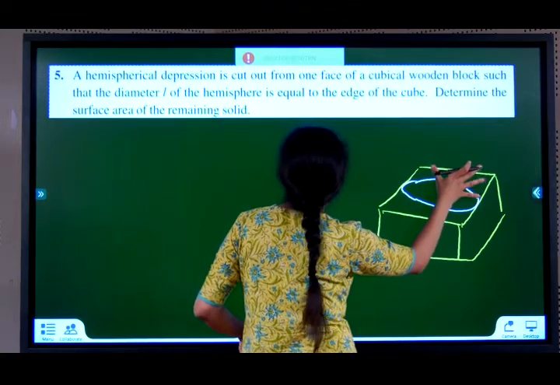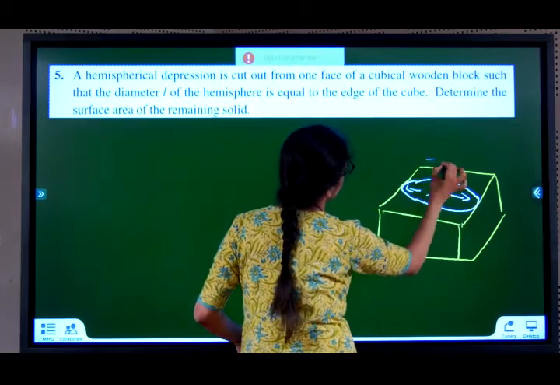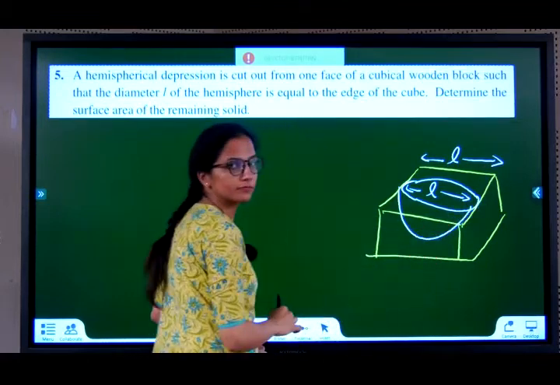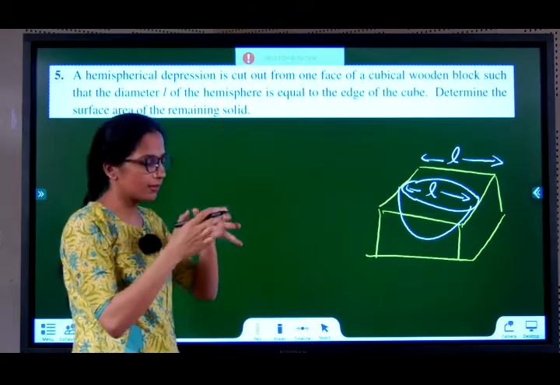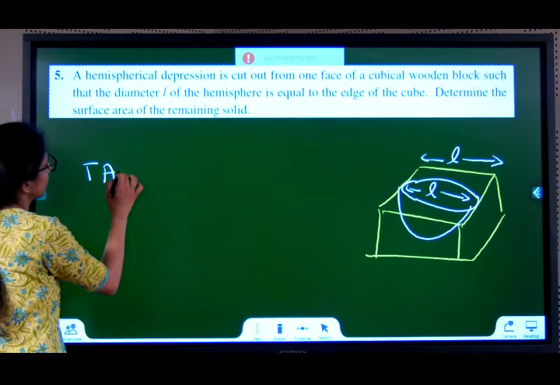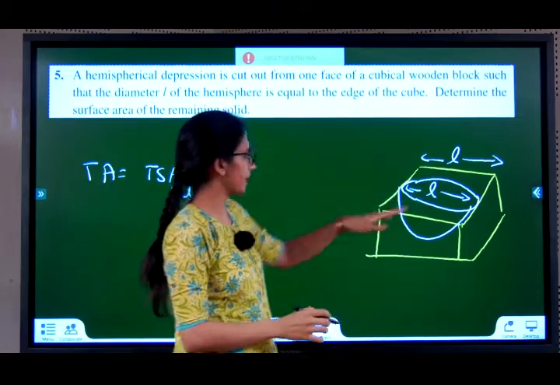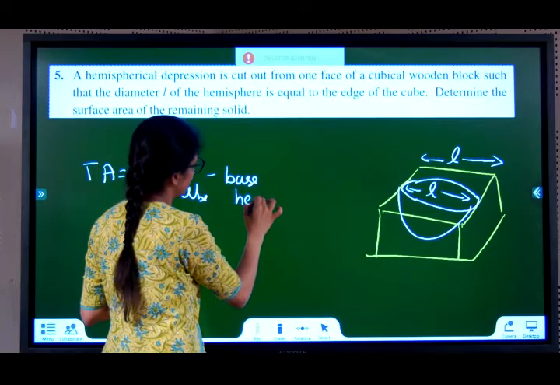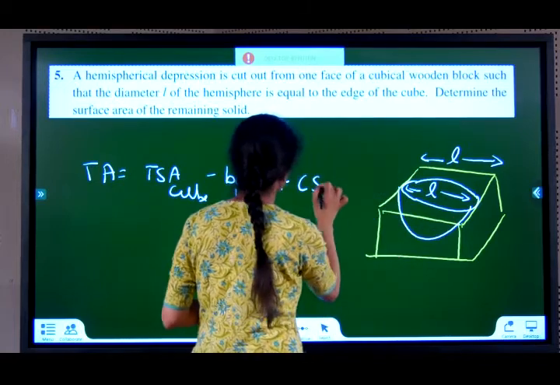Edge length is given as how much? It's not given. So they've just given the diameter is L. So if this is L, this is also L. Remove it. So now how do we paint? Same ditto. Paint the whole cube. The circle part is not there on top. Same method. So what will be the total area? TSA of cube, but the circle on top is there. It's empty here, so you cannot paint that. So minus base of hemisphere plus the hemisphere's curve. So CSA of hemisphere.